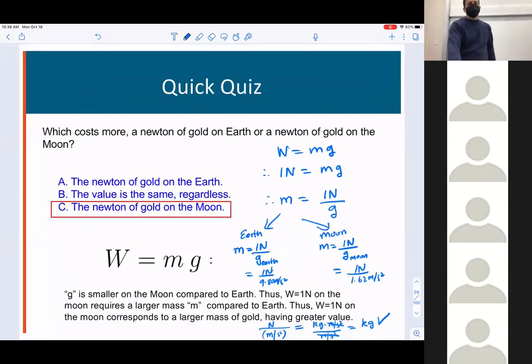Any questions about that? So the moral of the story here is weight is different from mass. Weight is the gravitational force acting on you, whereas mass is the amount of stuff that is there.